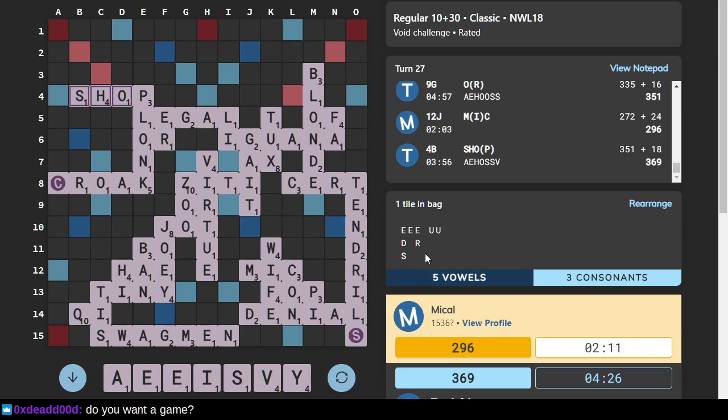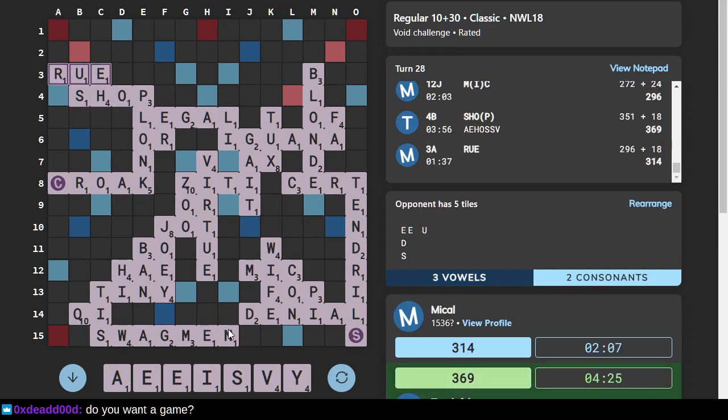There's one tile in the bag. Oh, so our opponent has most of these tiles. So they've got some repetition going on, and they don't have any high scoring tiles, so unless they can manage a bingo through something, and then this is over. All right. I just got lucky. All right, so our opponent has EEUDS.